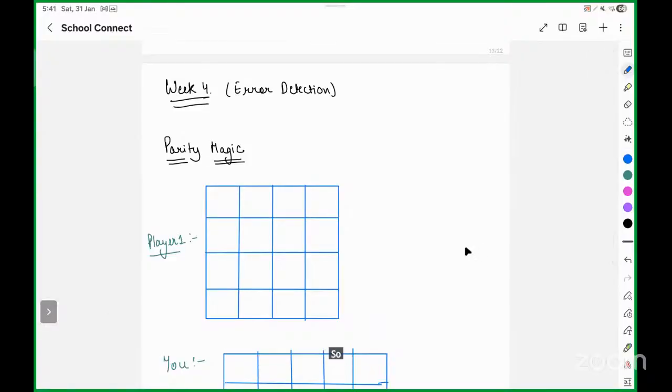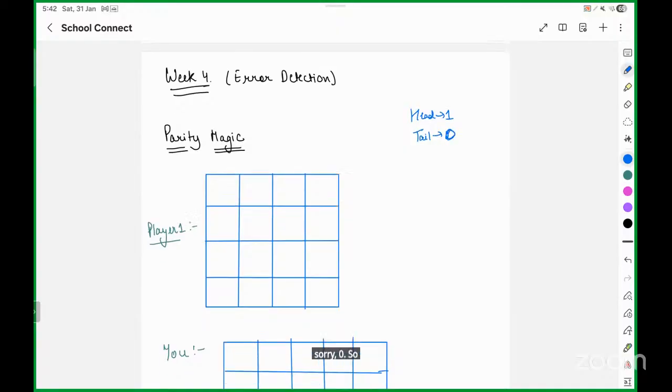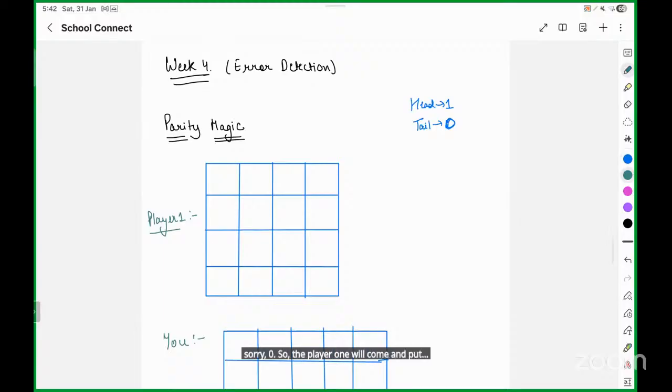So in this, player 1 will come, and they have multiple coins, let's say 16 coins, and they will put each coin as head or tail. Let's say we are saying head as 1 and tail as 0. So player 1 will put any type of coins anywhere in this 4 cross 4 box, tail, head, anything they want.